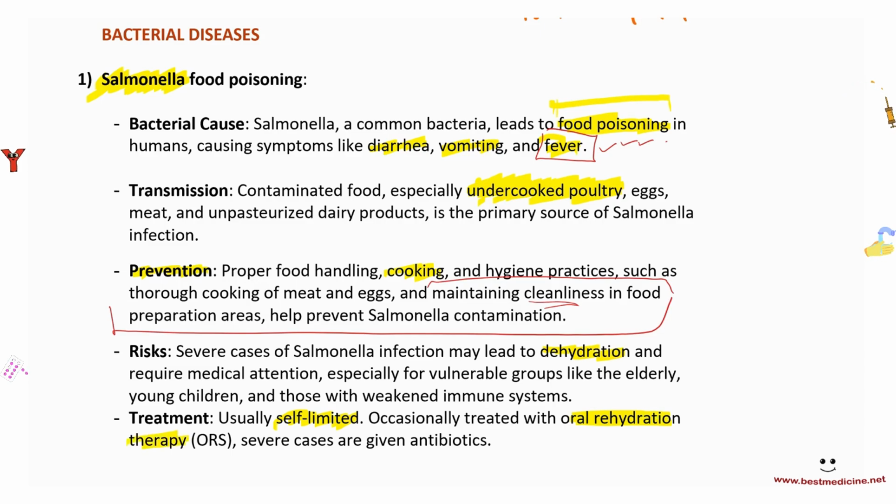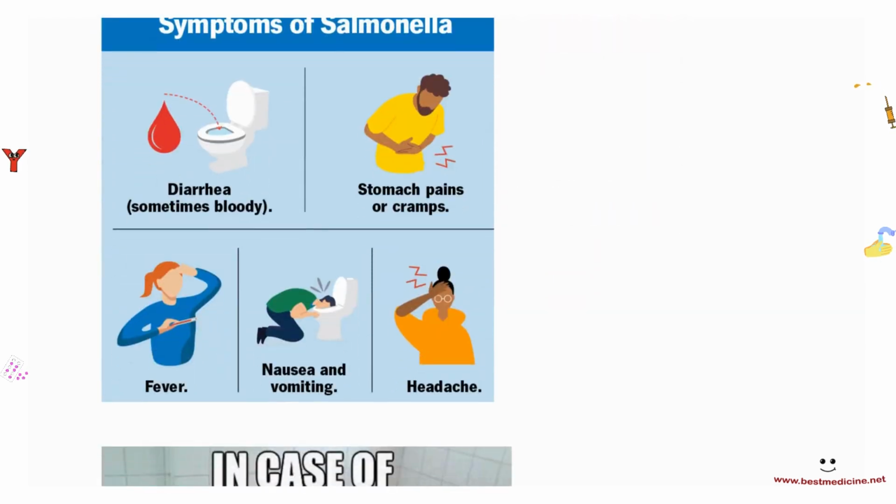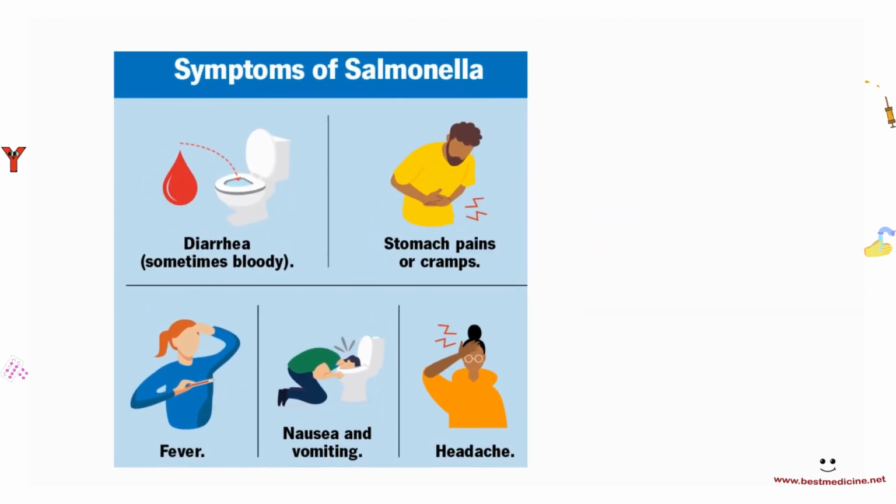ORS stands for oral rehydration solution. These are small sachets that you can get from the market. You don't need a prescription for this, and you can mix it in water and drink it. And what this will do is that it will replenish all the water that you're losing in diarrhea and all the electrolytes, the salts that you're losing in the diarrhea. Severe cases of salmonella are usually treated in hospitals with antibiotics. So again, symptoms of salmonella are diarrhea, stomach pains, fever, nausea and vomiting, and sometimes even a headache.